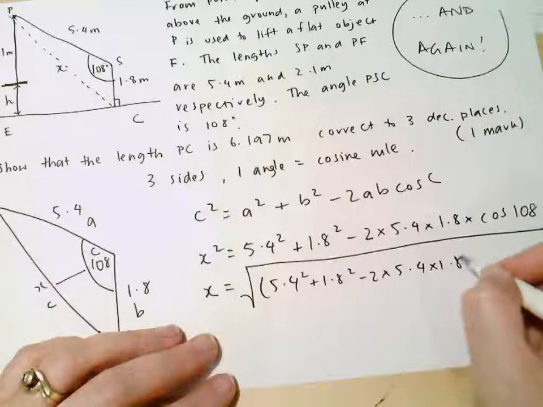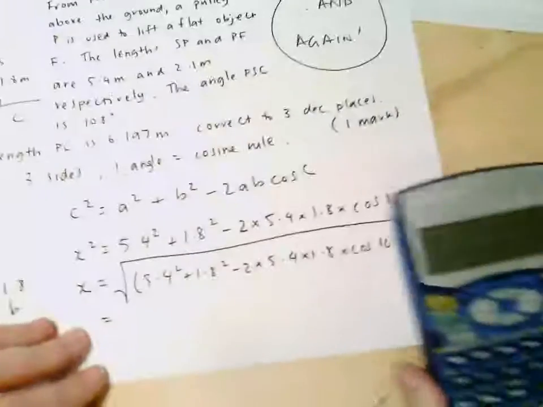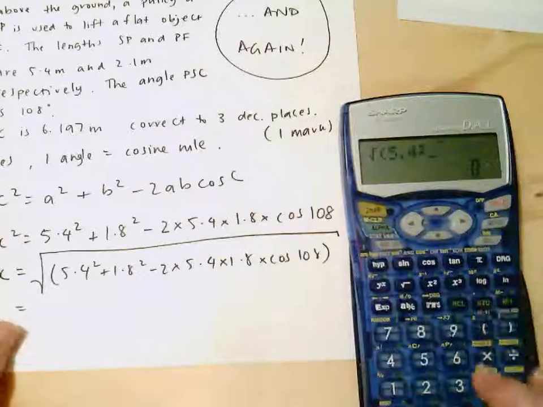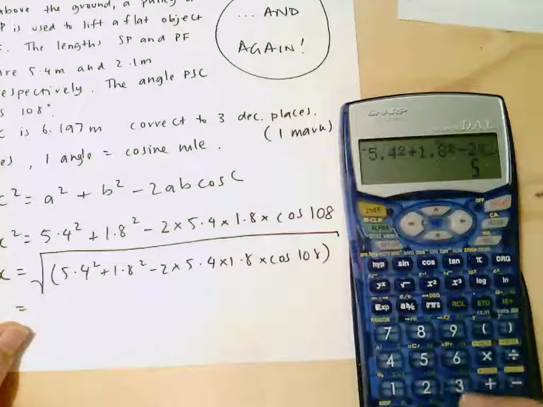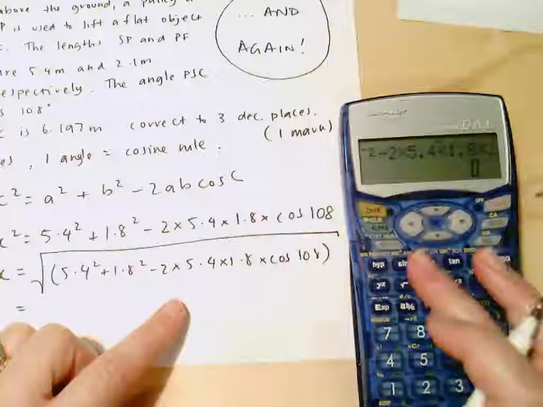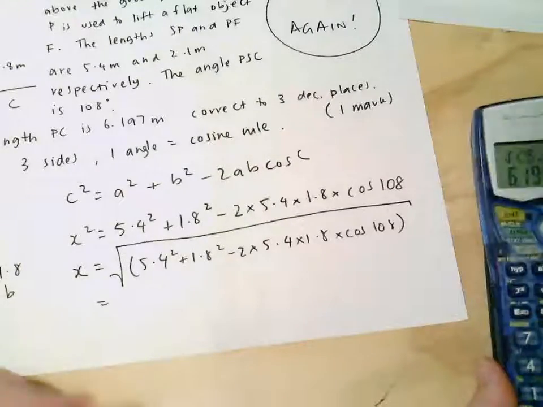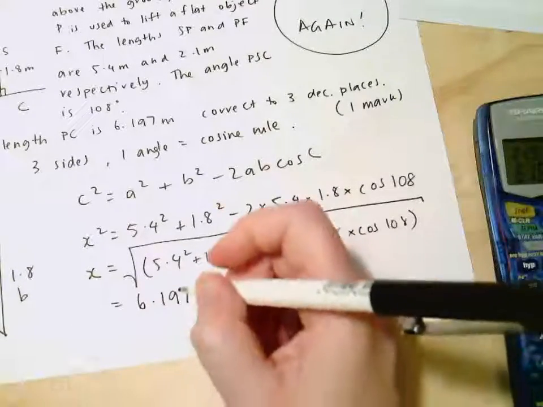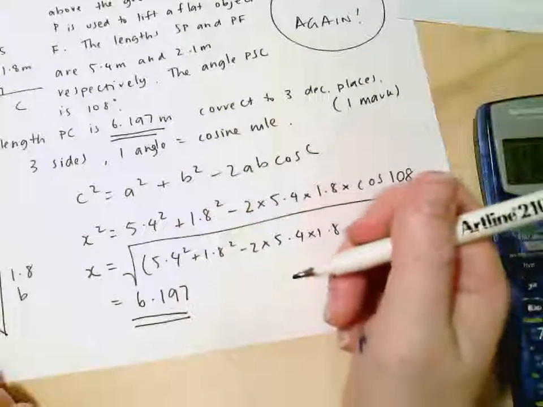And I'm just going to whack it into my calculator. Hopefully your working out all looks similar. Square root of, open brackets, 5.4 squared plus 1.8 squared, minus 2 times 5.4 times 1.8 times cos 108, close brackets, equals 6.197. And of course, what did this question ask me to do? It asked me to prove that that length was 6.197. Well, I've just shown that. I've just proved that that's the case.